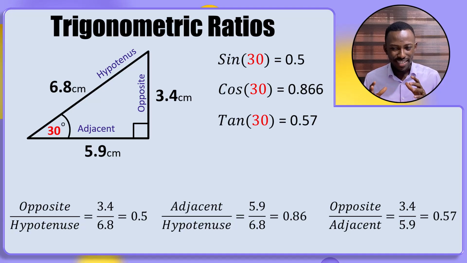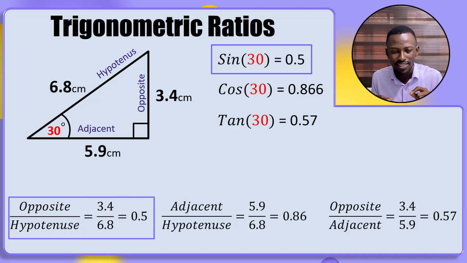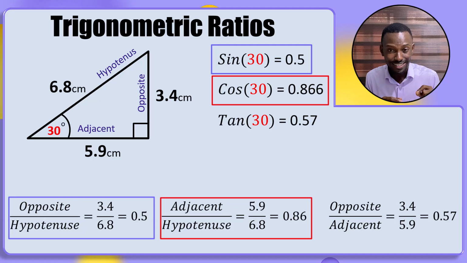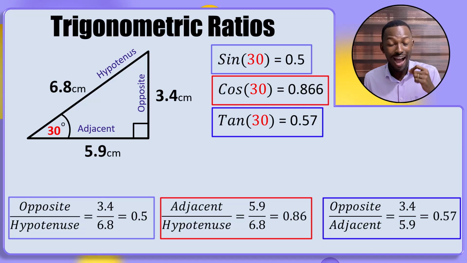Now, do you see something interesting unfolding? Can you see that the value for sine 30 is 0.5, right? And the value for opposite over hypotenuse is also 0.5. Good. Now, look at cos 30. The answer for cos 30 is 0.866. This is the same as the answer for adjacent over hypotenuse, which is 0.86. Now, tan 30, 0.57, is the same answer as opposite over adjacent, 0.57.